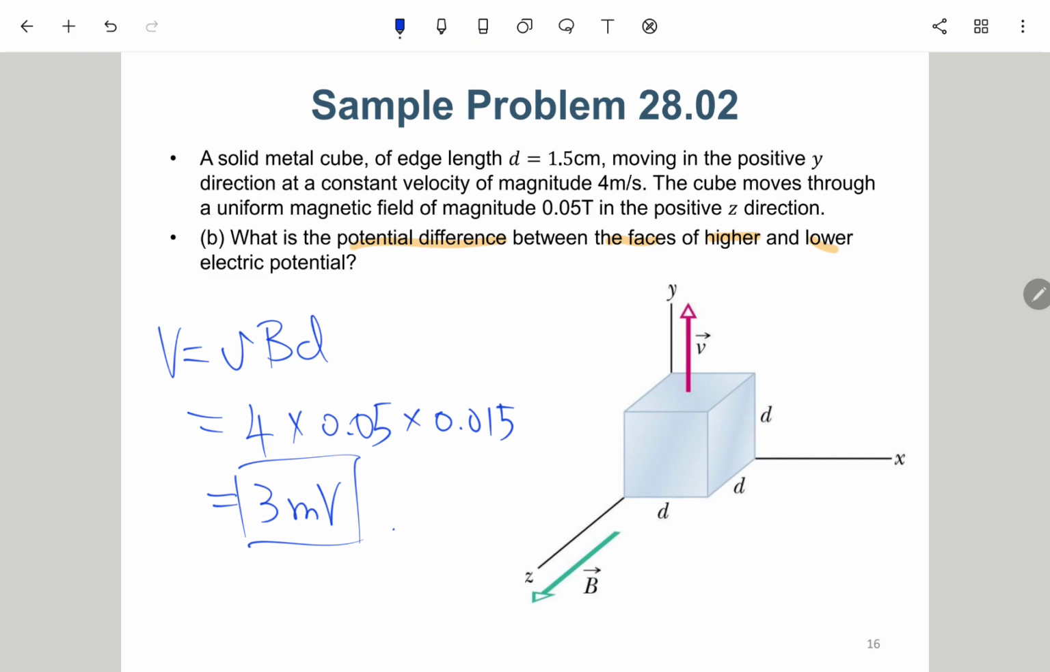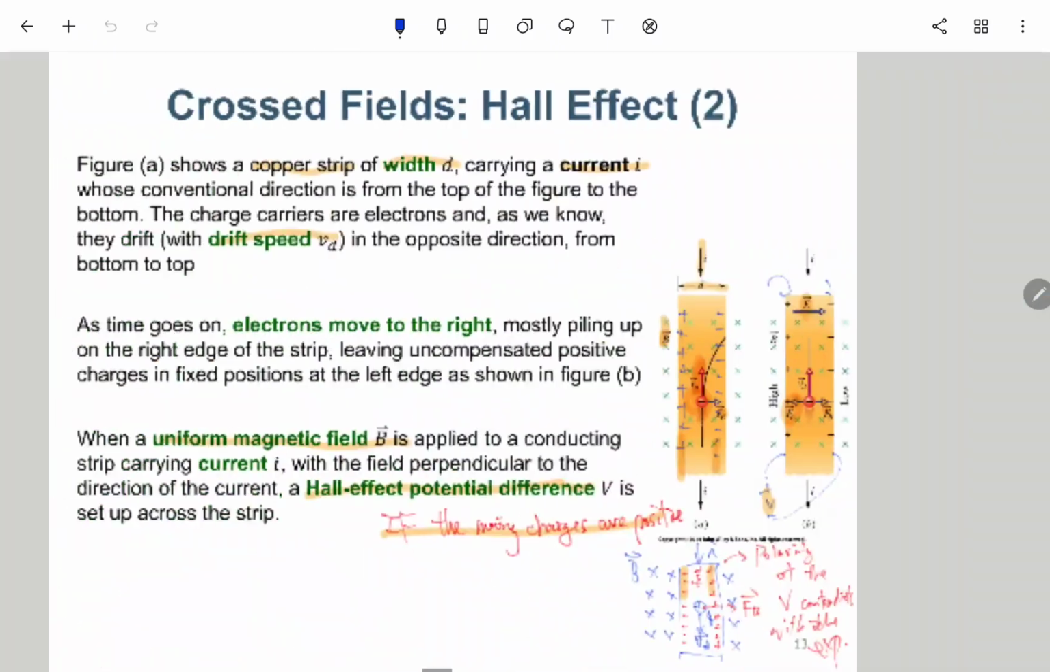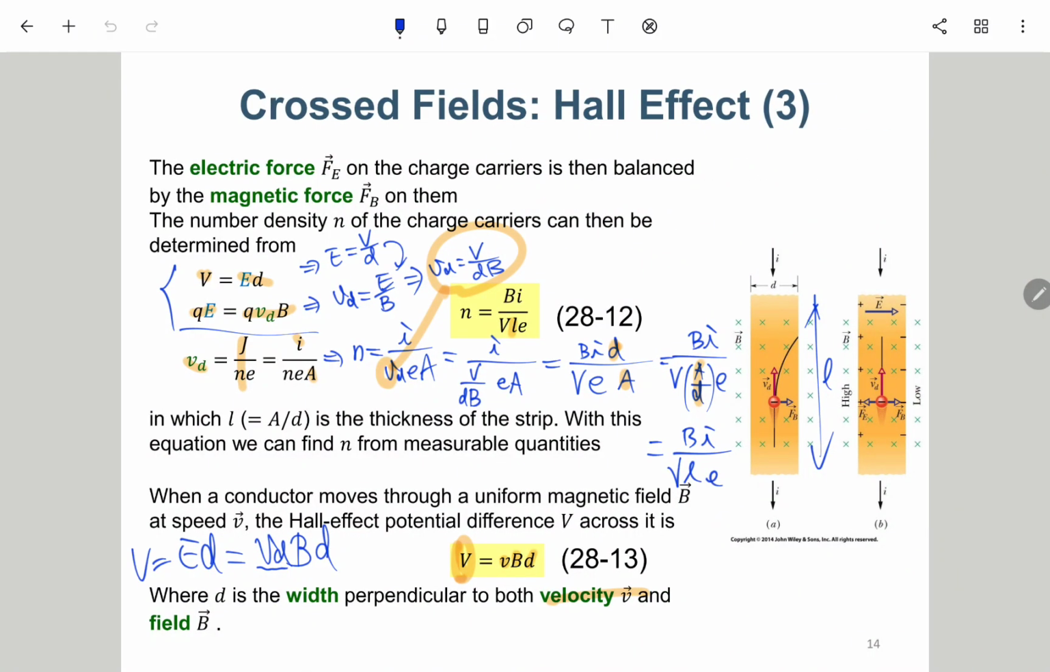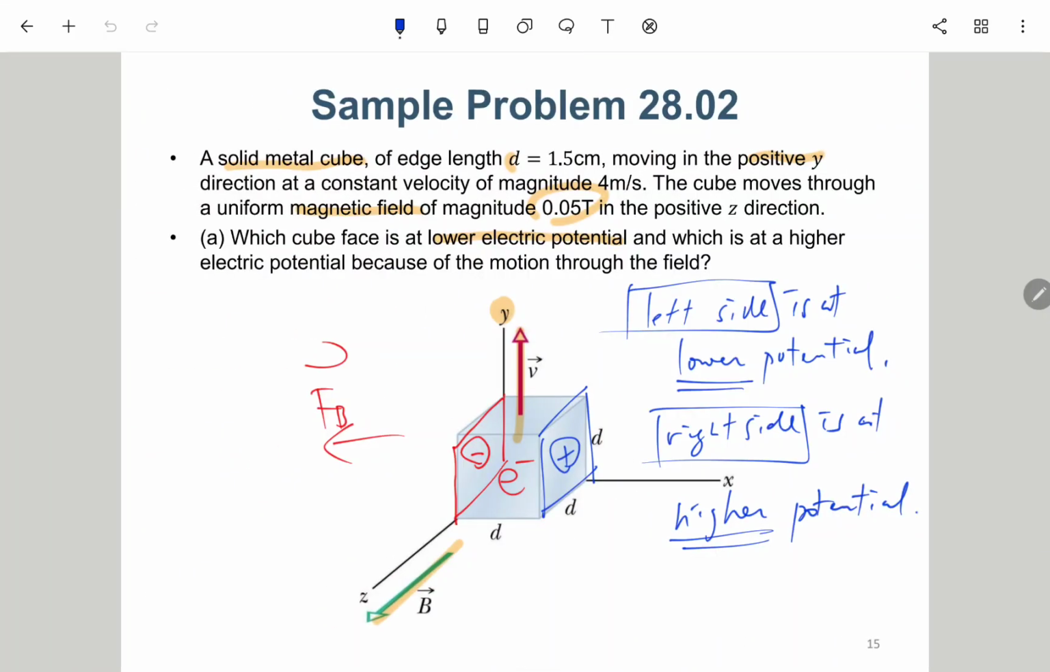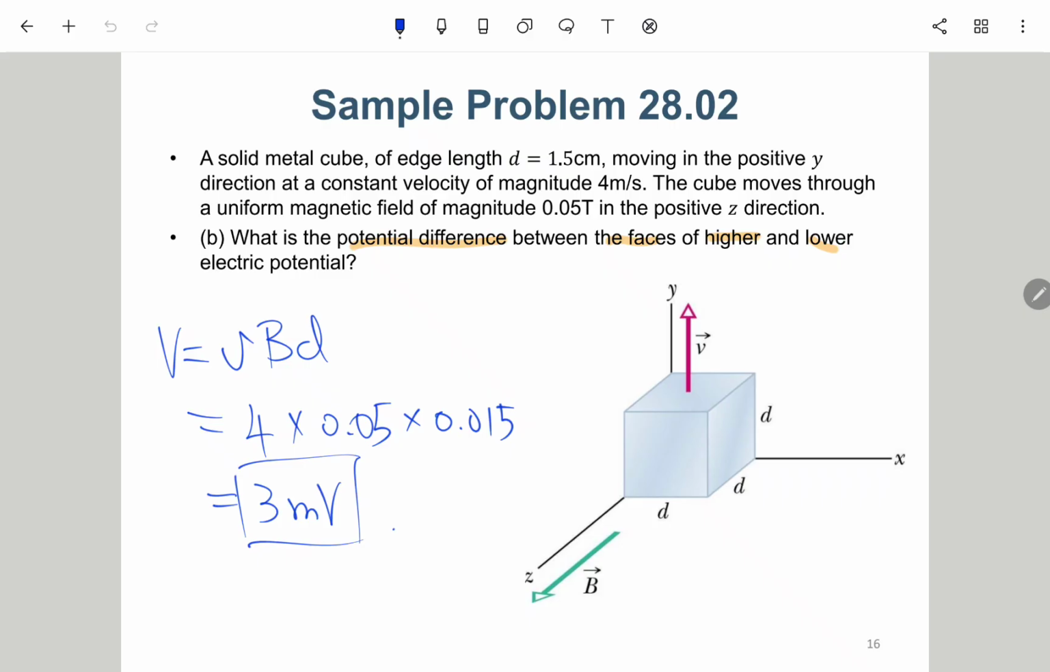And of course, this is not the same as this case. In this case, we try to generate some current by some battery, so that there will be some moving charge in the wire. The wire doesn't move by itself. But here, we don't provide any battery. We only have a metal cube, and we try to move it through the B field. So we still have this Hall effect.